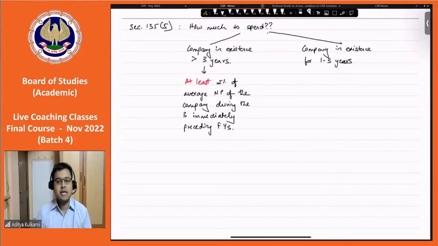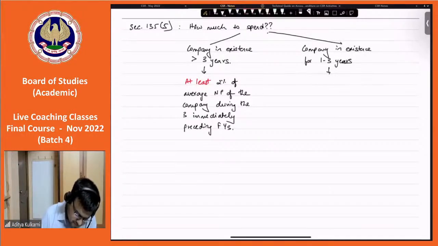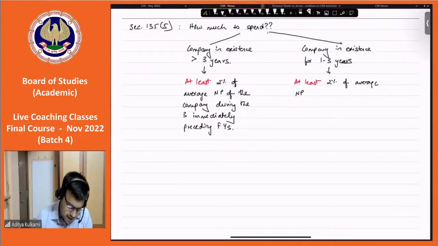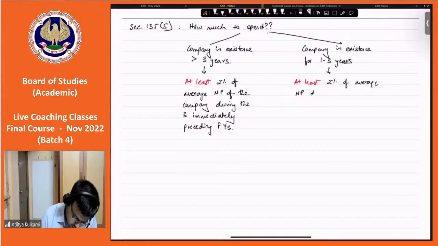Net profit. We will also check what is meant by net profits. There is an explanation to this, and we will also see what will happen in the case a company is in existence for 1 to 3 years, and what will be the situation in the case of a newly incorporated company which has not even completed 1 year of its existence. In this case, at least 2% of average net profits of the company since incorporation.